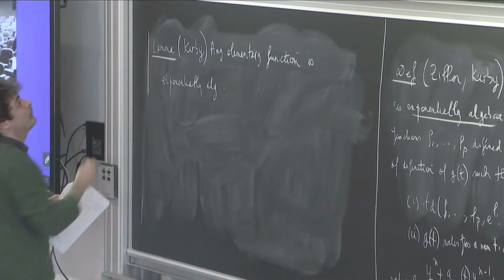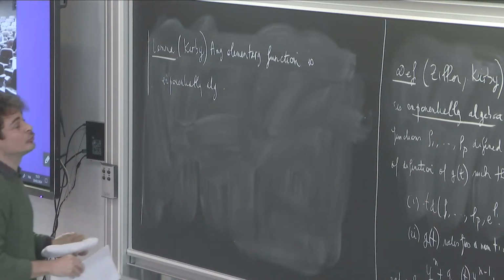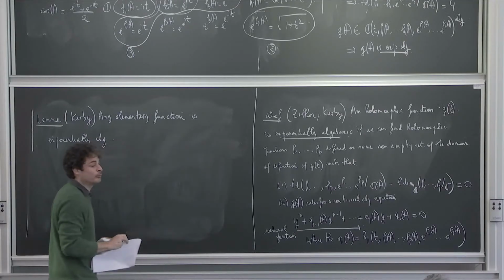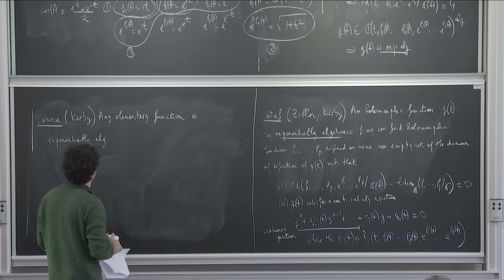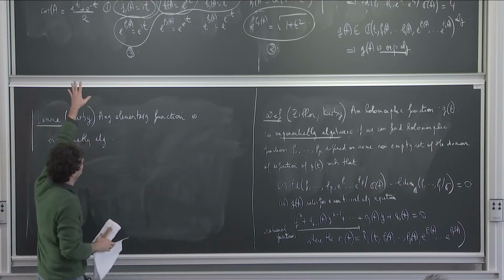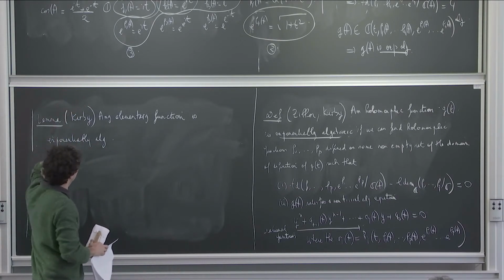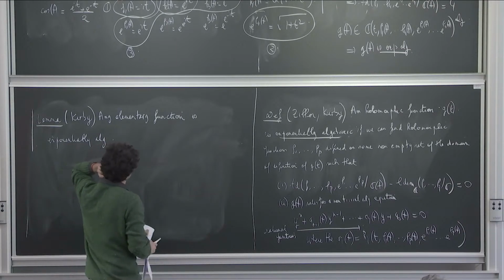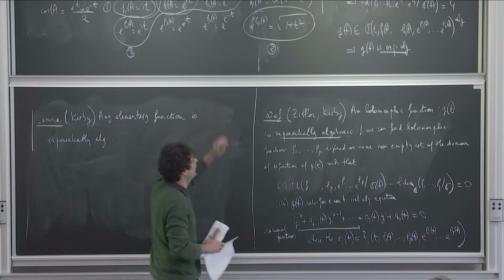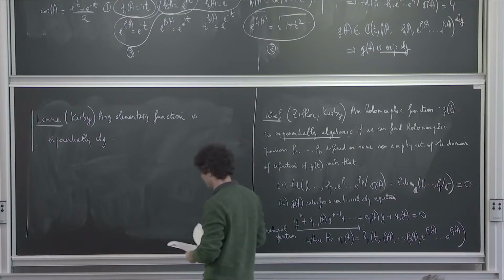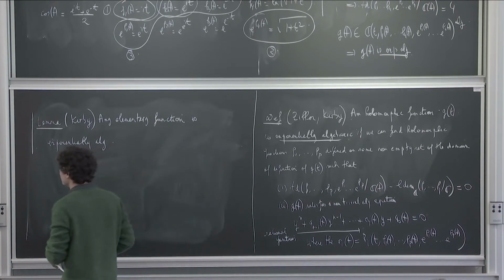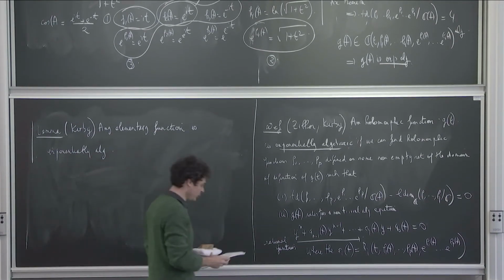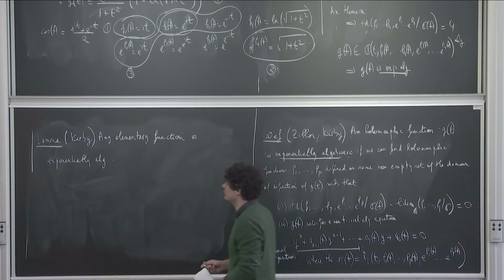Okay, so this can be done by induction on the number of times you pre-compose or post-compose by log and exp, but you see that here I gave you a complicated elementary function, and I show you by hand that this is exponentially algebraic. So what are the functions that are exponentially algebraic and that are not elementary?